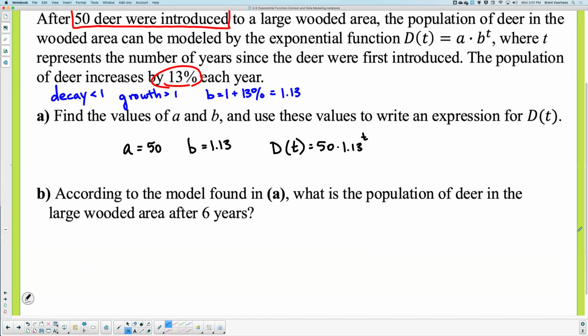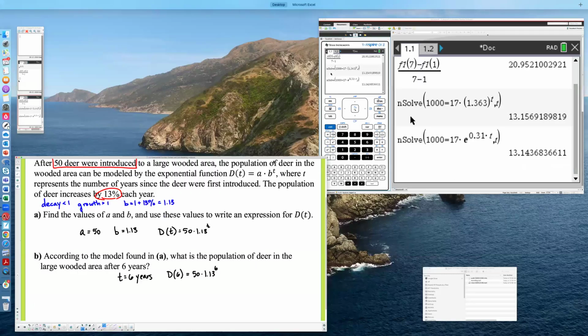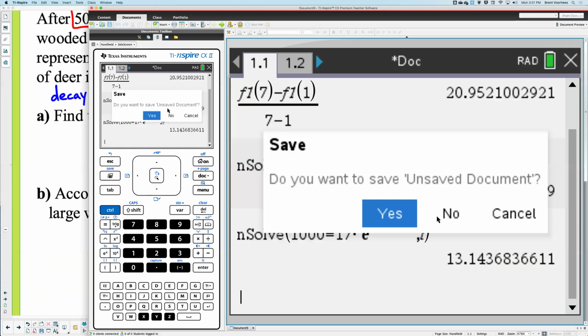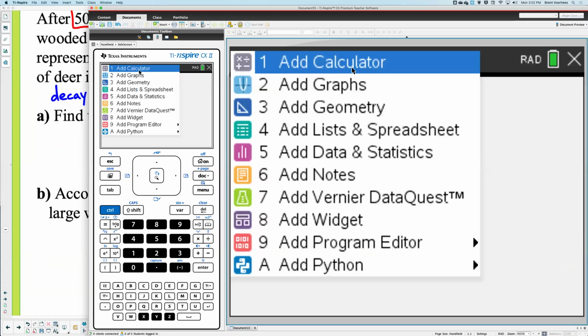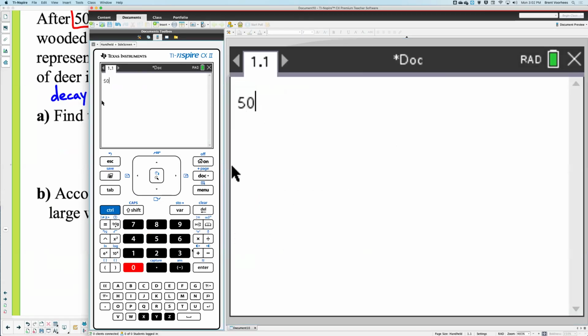Now, according to the model found in A, what is the population of deer in the large wooded area after 6 years? Well, that means when t is 6 years. What's the population? So we would say d of 6 would equal 50 times 1.13 raised to the power of 6. So let's go figure out what that is in the calculator. So 50 times 1.13 to the power of 6.